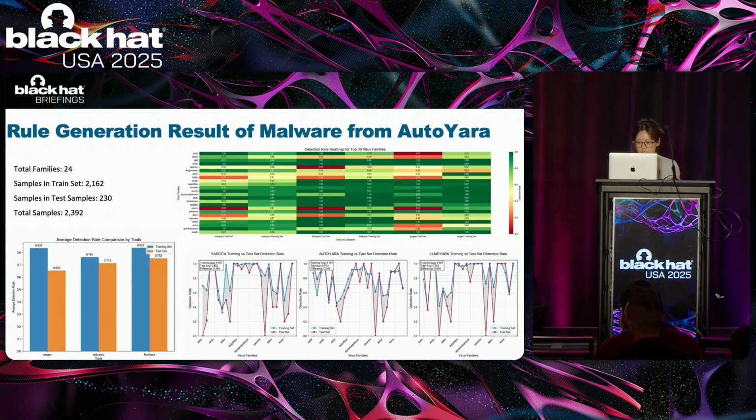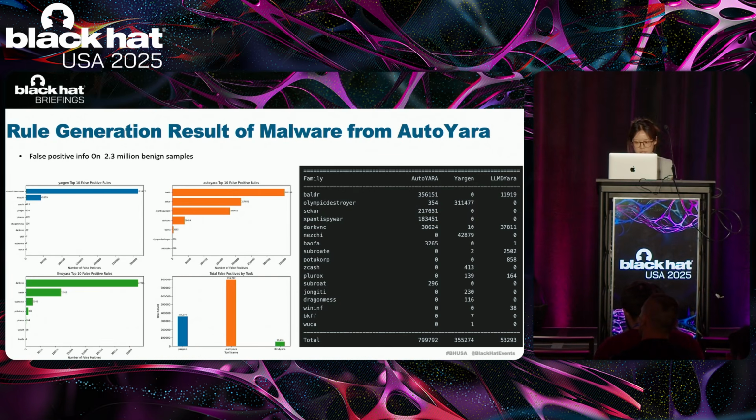We noticed that AutoYARA's paper provides the dataset used in their experiments, so we also ran the same comparison on AutoYARA's public dataset, and the results show that on this dataset as well, LLMDYara performs better than the other 2 tools in both detection rate and false positive rate, further confirming the effectiveness and robustness of our approach. And here is the false positive results on the benign dataset.